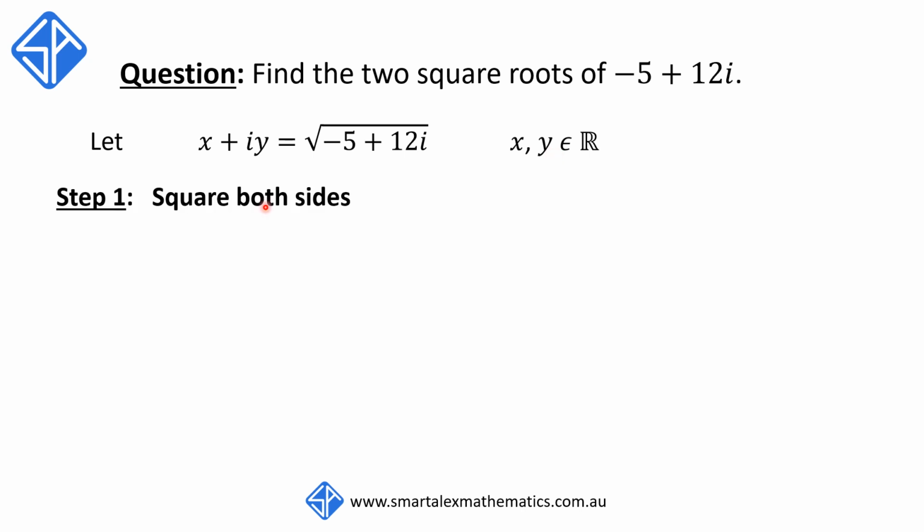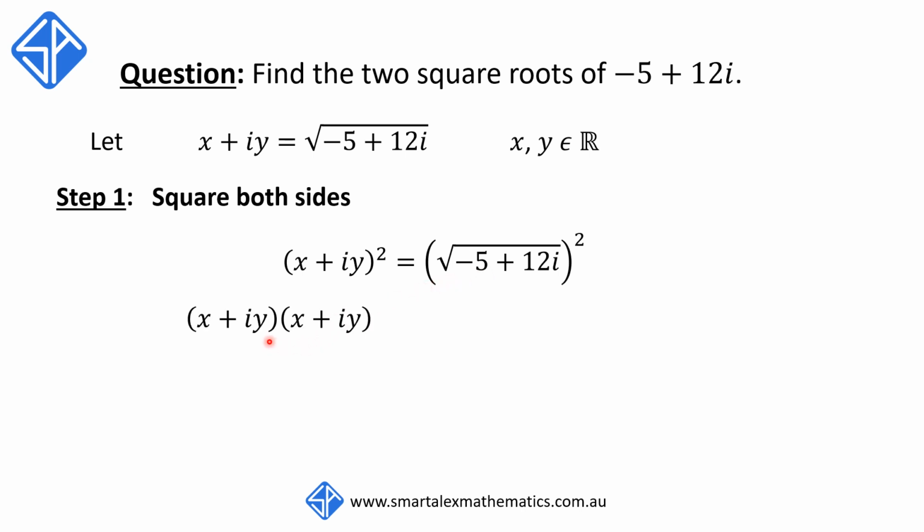First step, we're going to square both sides so that we get (x plus iy) squared on the left-hand side, and on the right-hand side, we're going to square the square root of -5 plus 12i. Now on the left-hand side, (x plus iy) squared is simply (x plus iy) times (x plus iy). On the right-hand side, when we square it, the square and the square root will cancel out so that we only get -5 plus 12i on the right-hand side.